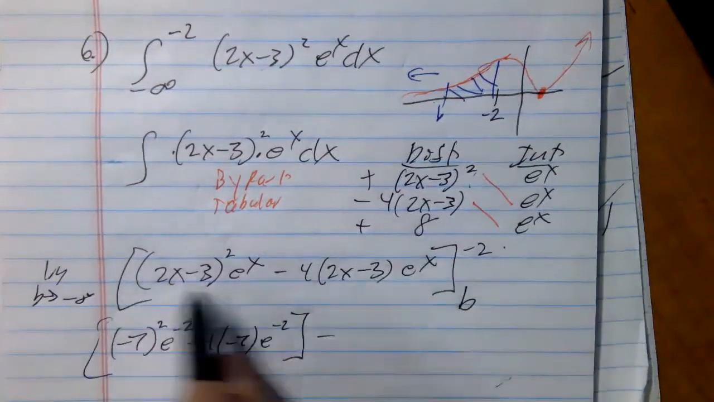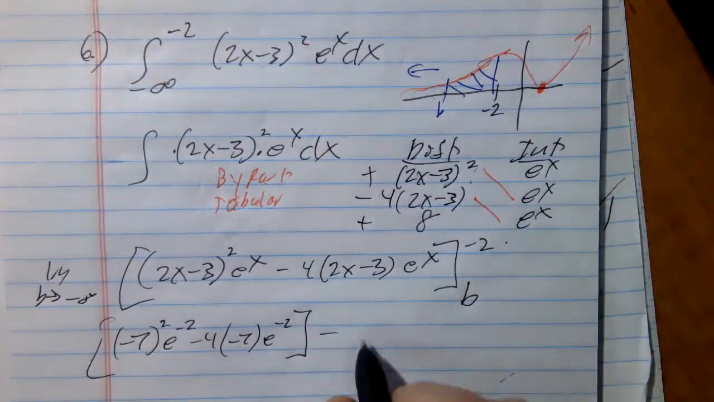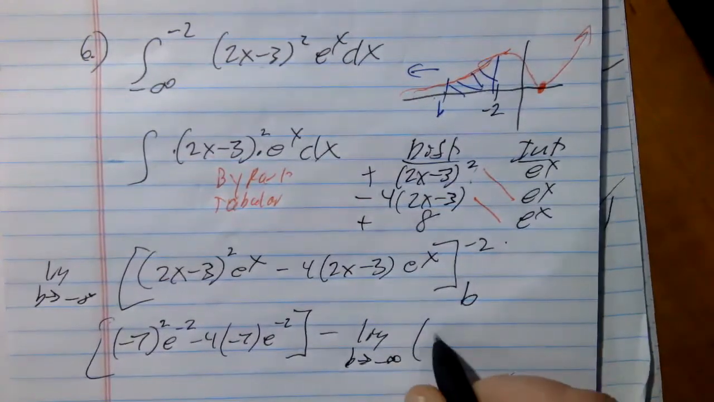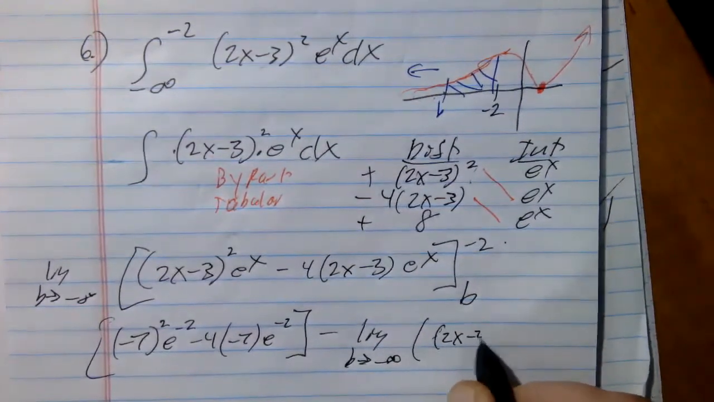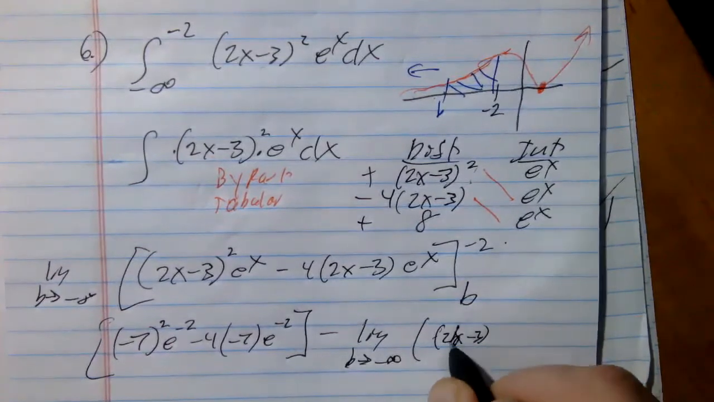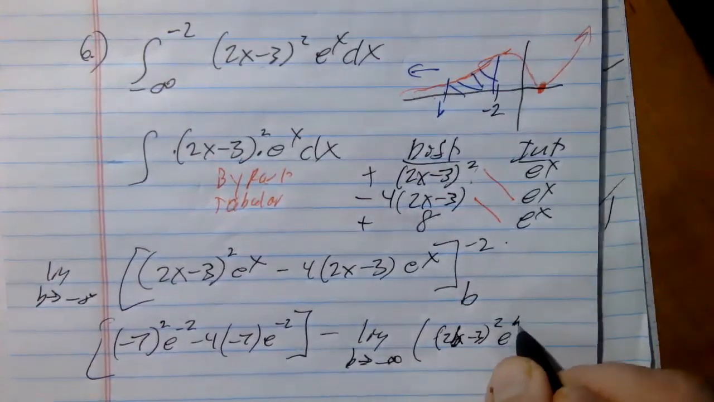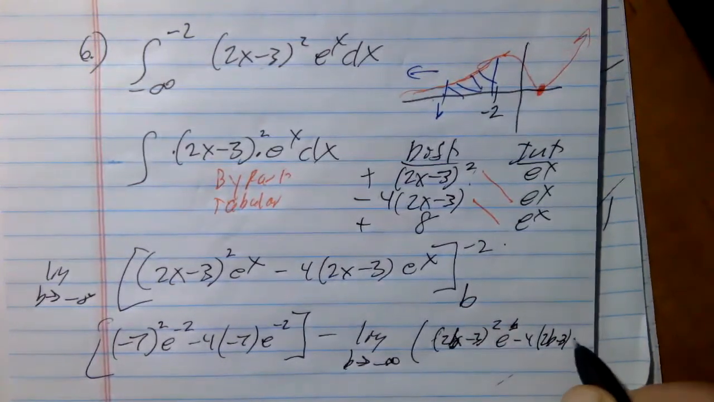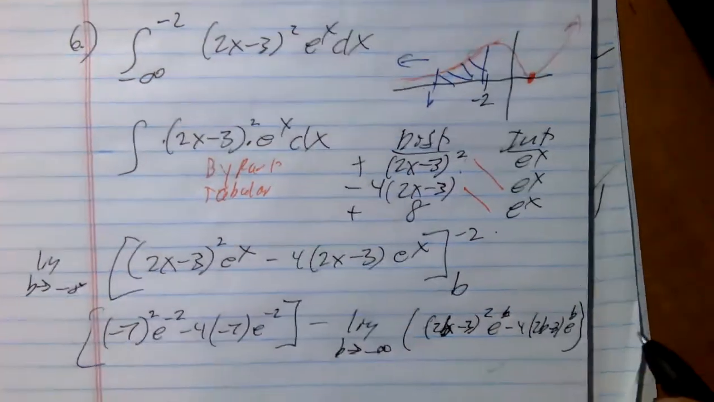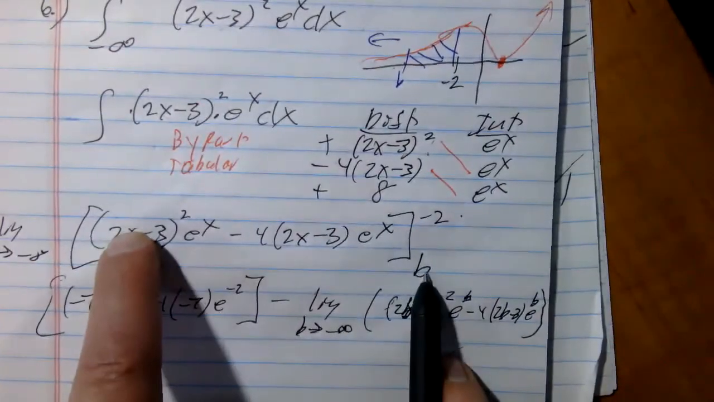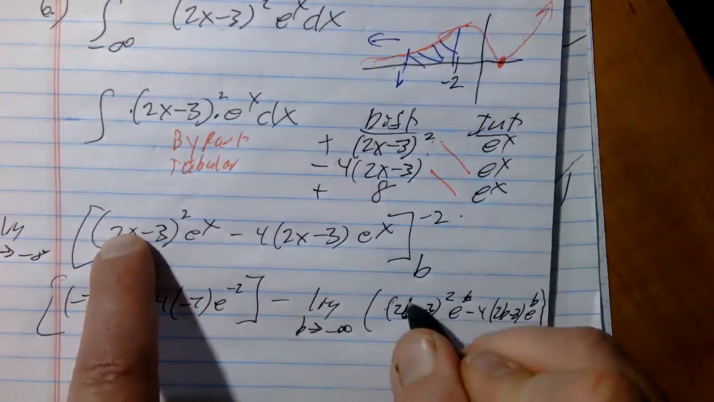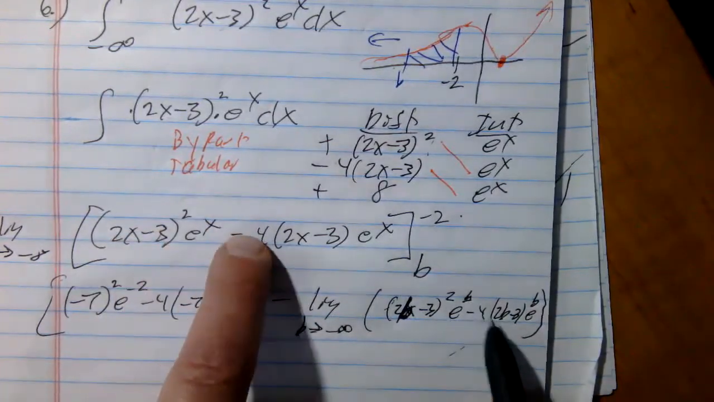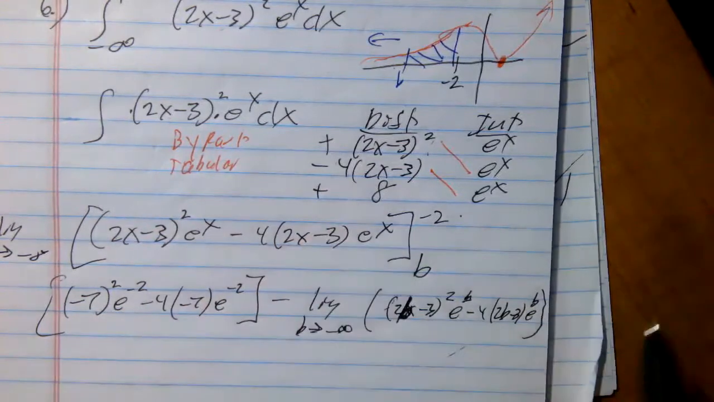Minus plug in the lower bound. But the lower bound is going to eventually want to go to -infinity. Oh, no, B. Sorry, I'm kind of cramming that in there, right? But just plugging in the lower bound. So it's 2b minus 3 squared e to the b minus 4 2b minus 3 e to the b.